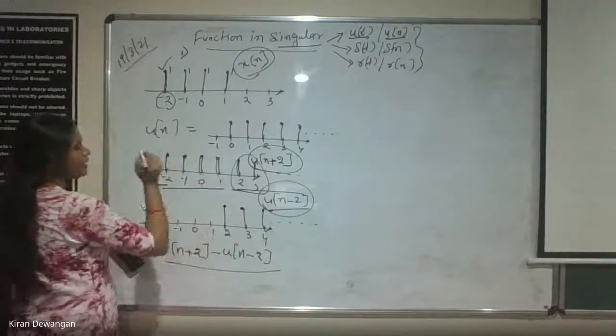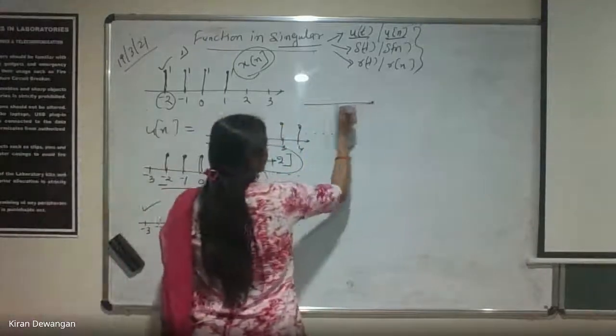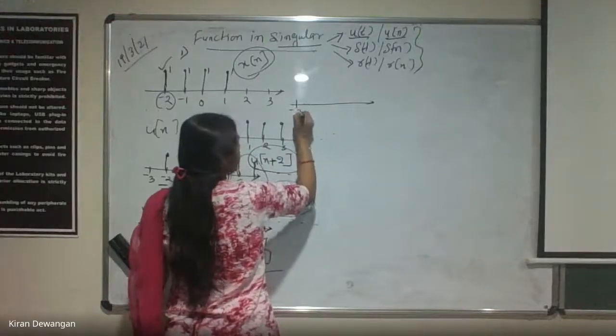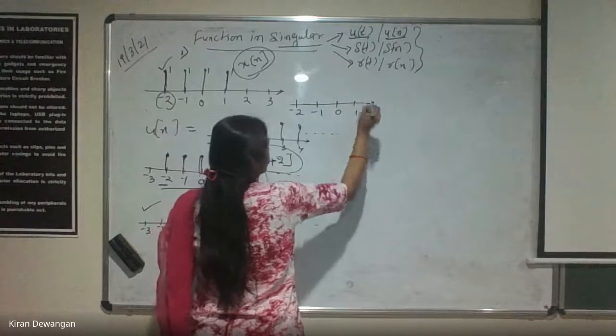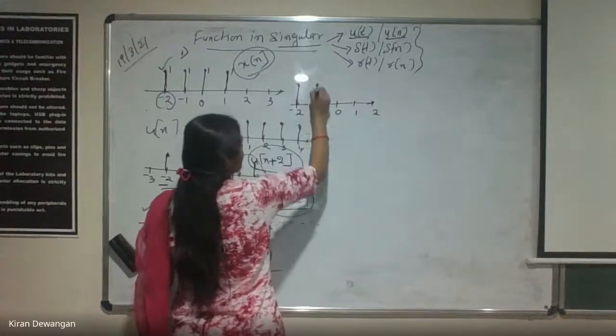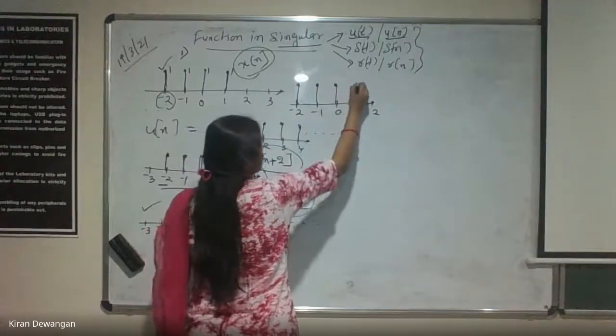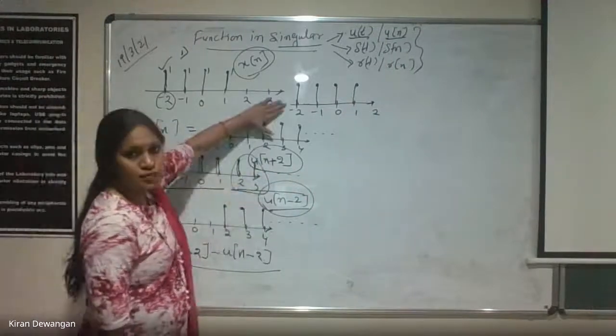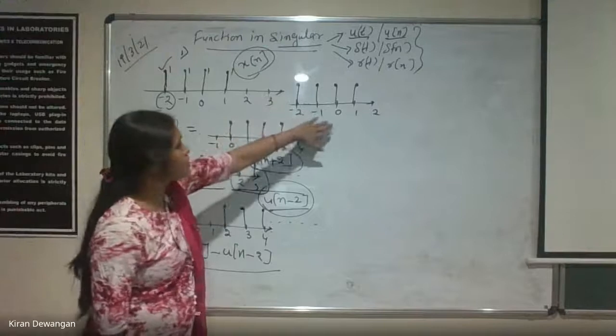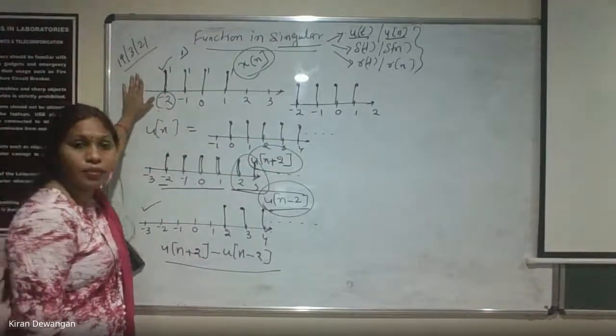So finally the plot will be only at minus 2, minus 1, 0, 1. So at this point only we'll be getting the plot. The plot will be only at these points, that is at minus 2, minus 1, 0 and 1. This is what is our plot.